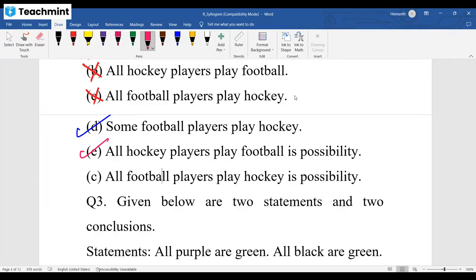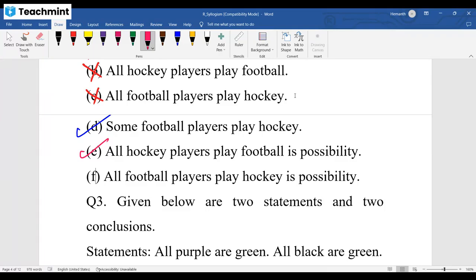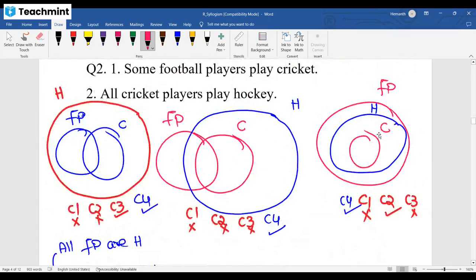See the third diagram. What is that? The leftmost and rightmost diagrams - correct, right? "All football players play hockey is a possibility" is correct. Why, sir? See here, the leftmost is what? All football players play hockey. It satisfies this diagram. In the rightmost, all hockey players play football. One diagram is satisfied, so when they use the word possibility, you should consider that.